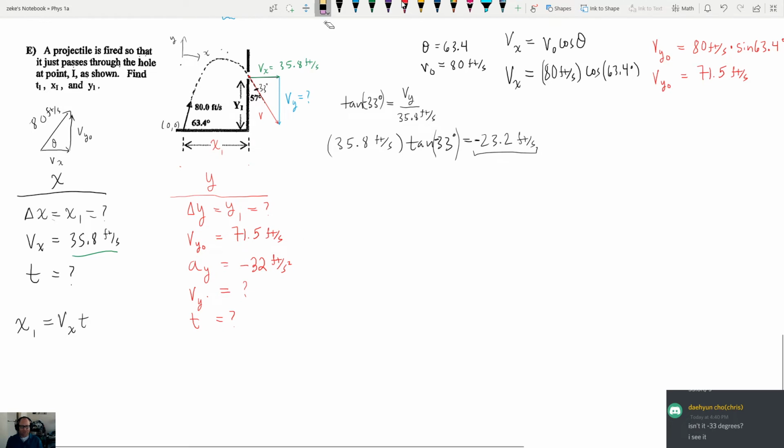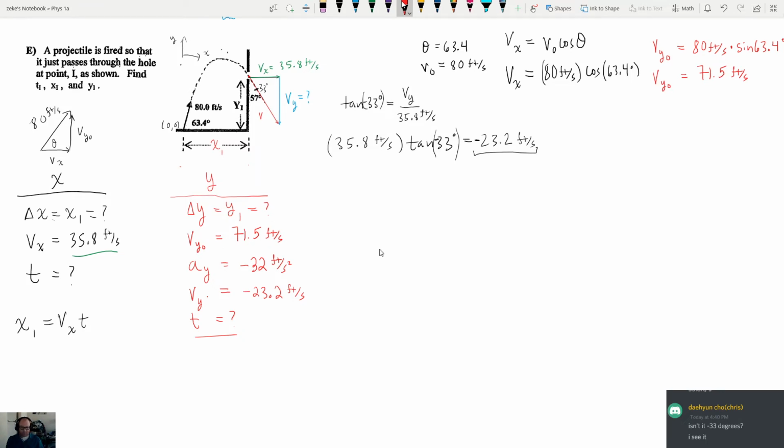It's consistent with what we did in the last problem, right? That's what we did in the last problem. Might as well do it here. So now we know that Vy is negative 23.2. And now we have enough information to find the time, right? So let's do it.